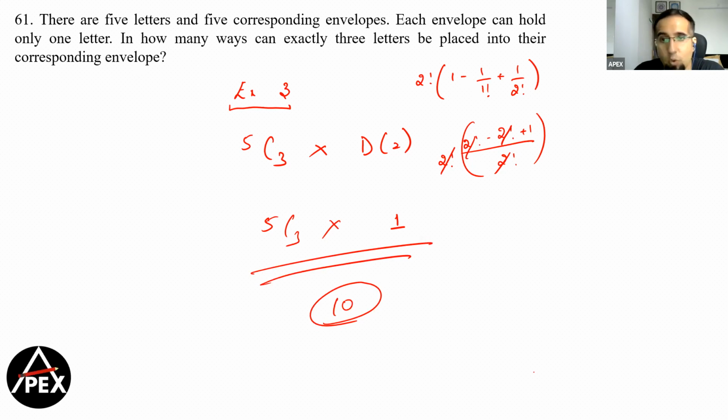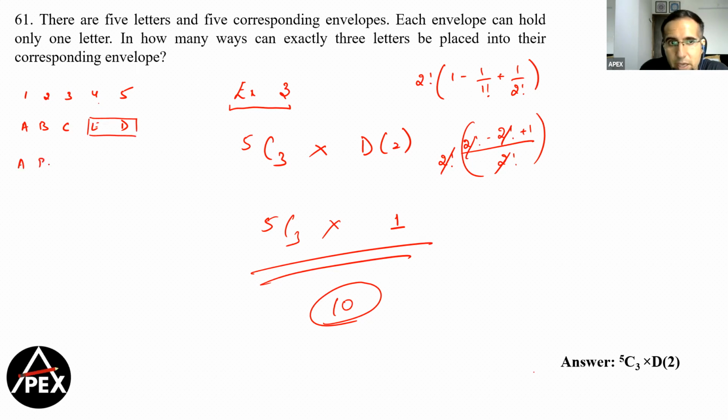Any doubts, please ask. It is like this, guys. Suppose 1, 2, 3, 4, 5, okay? A, B, and C are going to the corresponding envelopes, but D is going to 4 and E is going to 5. These two are not in the correct envelopes. Similarly, I can say that A, B, and D are going to the correct ones, but E is going here and C is going here.